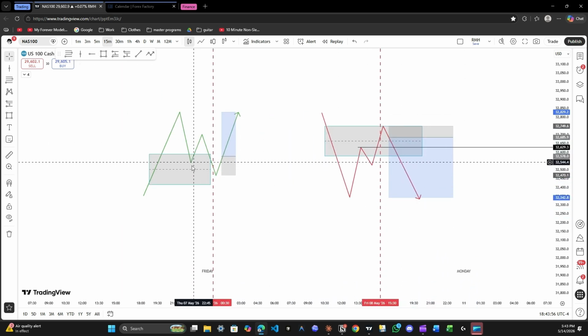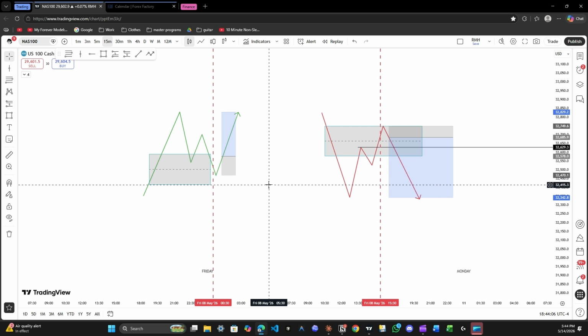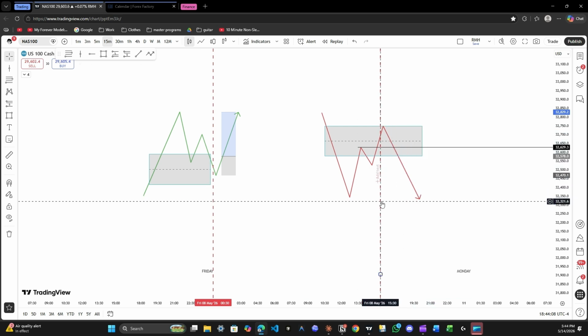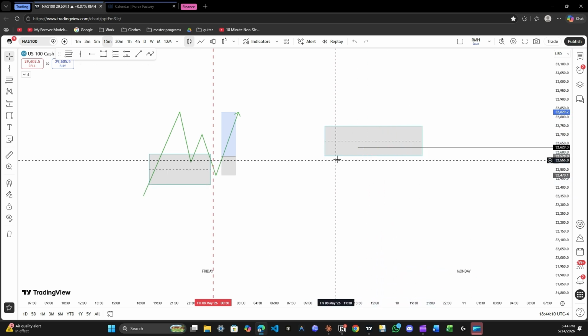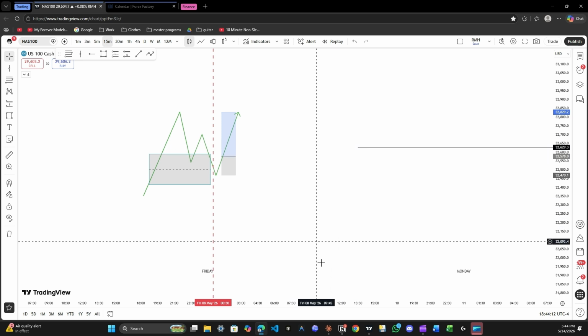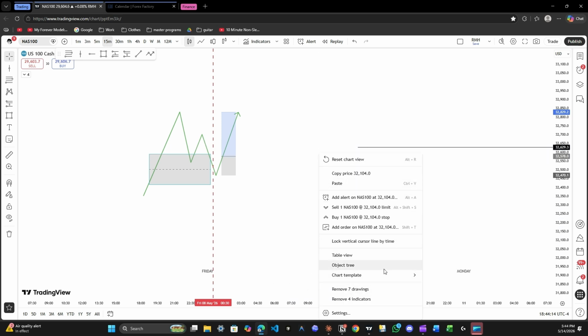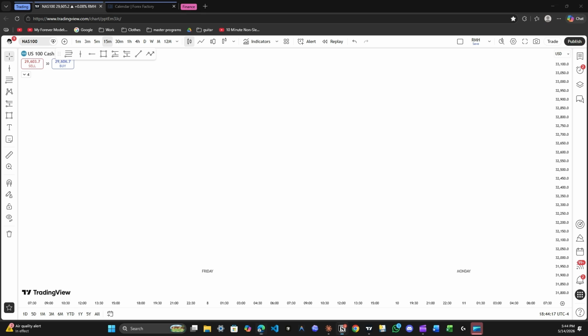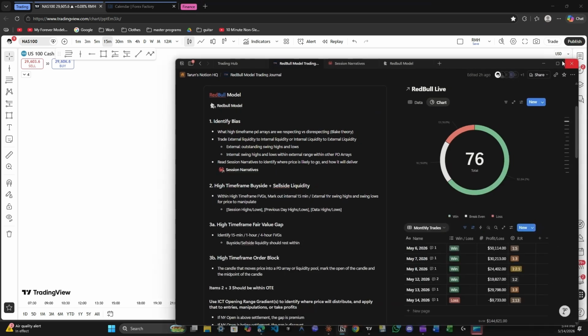Remember, this fair value gap, this liquidity, we want to see it on the 15, 1 hour, or 4 hour time frame, maybe even the daily. Typically, it's going to be the 1 hour, 15-minute, or 4 hour time frame. Okay, so now let's go over what each component is specifically on the model. Actually, let me just move all the drawings. Okay, let me draw over the model.